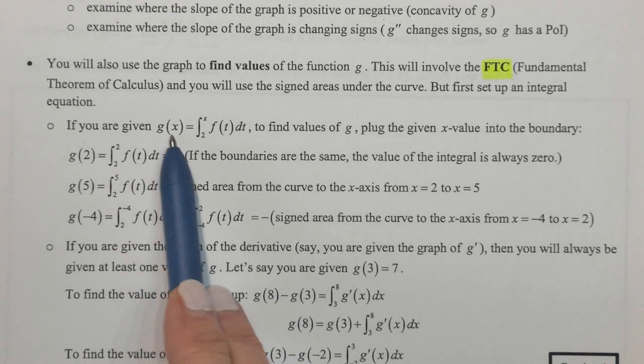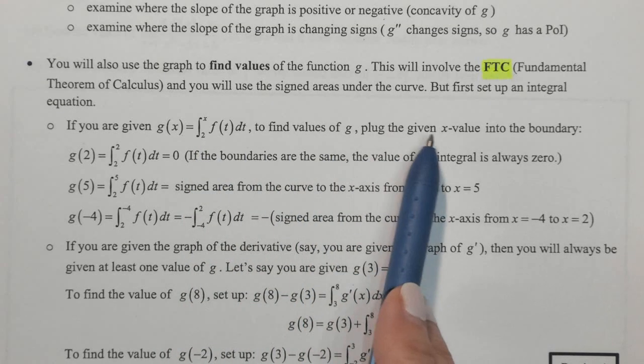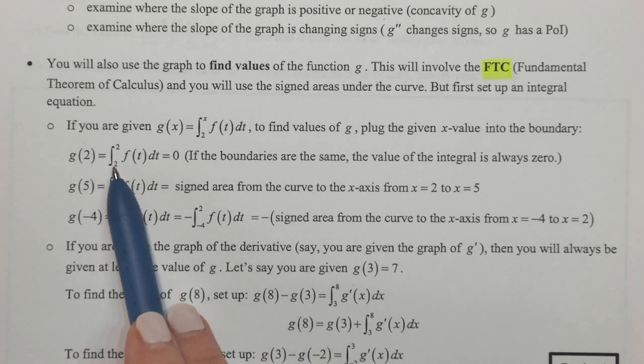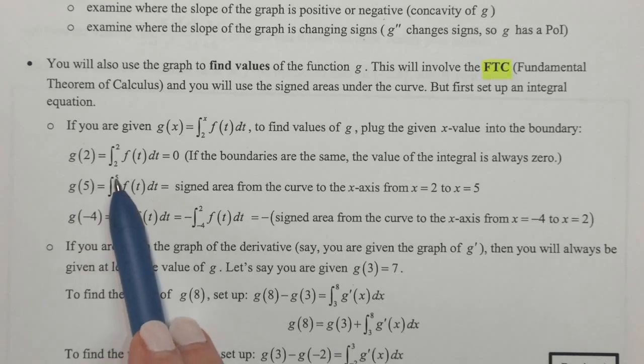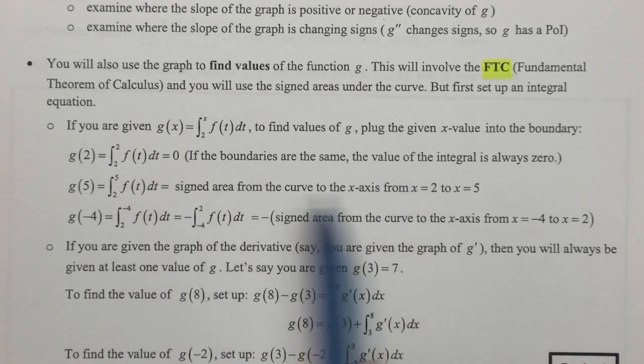If you're given G as an integral and you're asked to find values of G, you plug the given x value into the boundary. G of 2, integral, you put the 2 up here. G of 5, you put the 5 up there, etc. And then you do the areas.